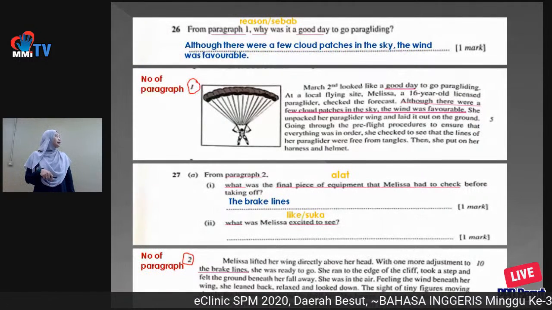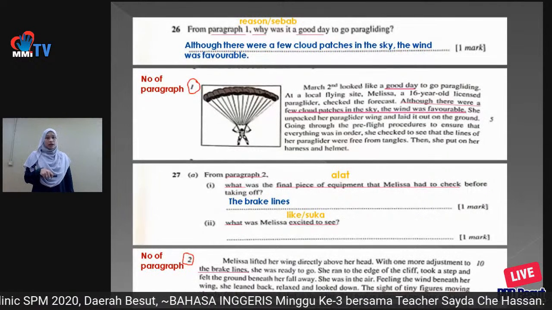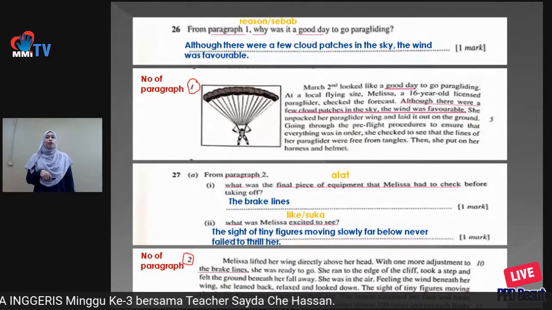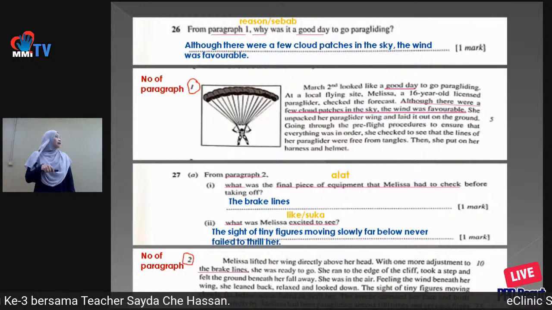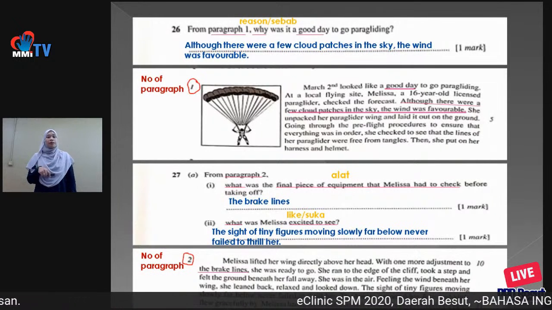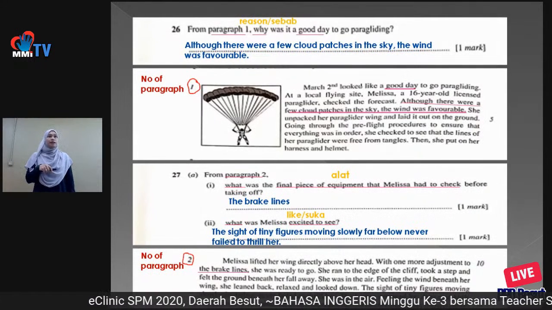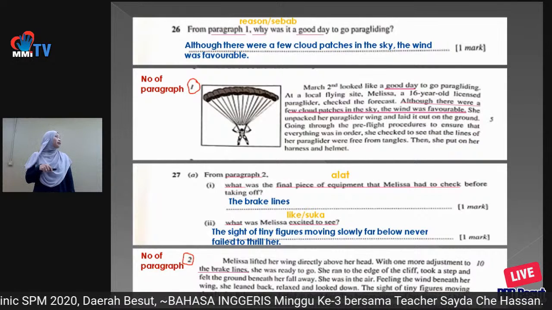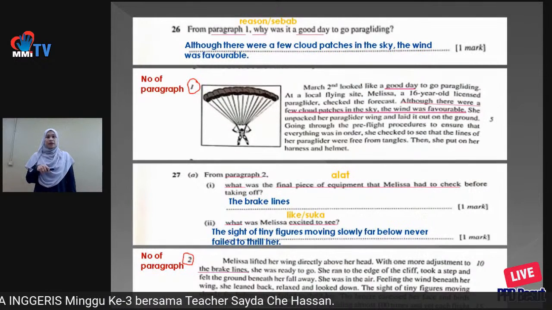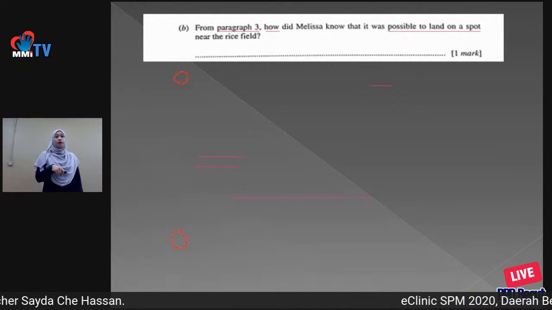So we are going to underline the answers for 27A2 and later copy down in your answer sheet. Okay, once you find the answer that you believe this is the answer, terus copy. Jangan kamu underline kat sini and you left here blank. Okay, because the markers, the examiners will not find your answer here. Okay, they will mark your answer here. Okay, let's continue. Okay, we are now still in question 27.